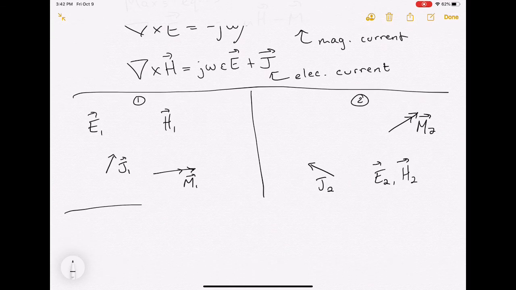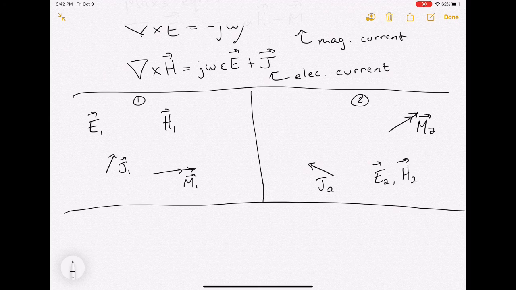And the whole reciprocity theorem is all about the relationship between these two problems, these two sets of different sources and different fields, which can exist at the same time. You could have J1, M1, J2, and M2 all on at the same time, or you could have one set of sources on and the other set of sources off. Either one could be relevant to the situation.